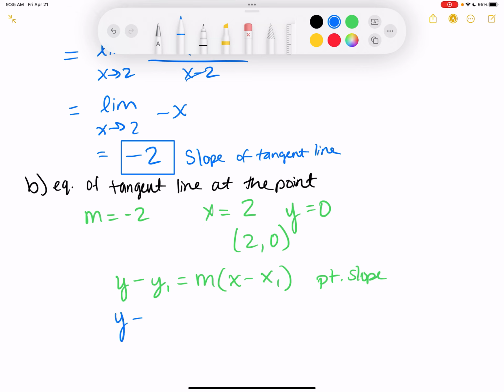So then we just plug it in. So y minus 0 is equal to negative 2 times x minus 2. So y is equal to negative 2x plus 4. And obviously if there was something with y, we'd actually have to move it over.